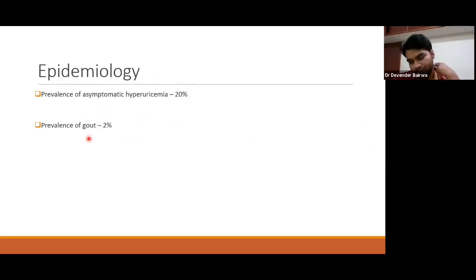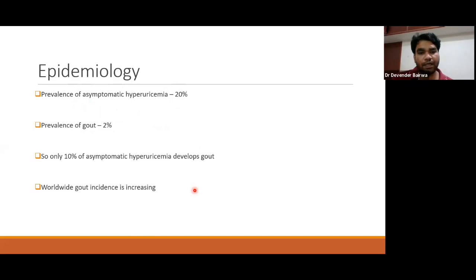That gives you two important points. First, hyperuricemia is probably not sufficient to cause gout. Second, there is no point in treating all the patients of asymptomatic hyperuricemia, since the proportion of patients who will develop gout is low, 10%. So it is not cost effective to treat asymptomatic hyperuricemia. We will see subsequently in our management plan that these patients are generally not treated. Only 10% of asymptomatic will develop gout. Then we already discussed that worldwide gout incidence is increasing, probably because of change in lifestyle.